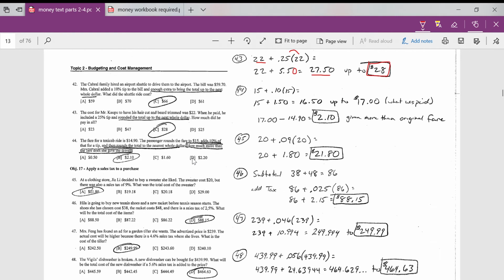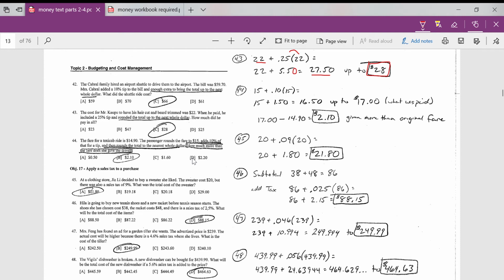And the last one in objective 16, it says the fare for a taxi cab ride is $14.90. The passenger rounds the fare to $15. So we gotta follow this along correctly. This time, instead of rounding after, they first round in the beginning. So they say $14.90, that's close to 15. Then they add a 10% tip, which makes the math easier, you'll see in a second, and then rounds that total up to the next whole dollar. It says how much more than the fare does she give the driver? So there's a lot going on here.